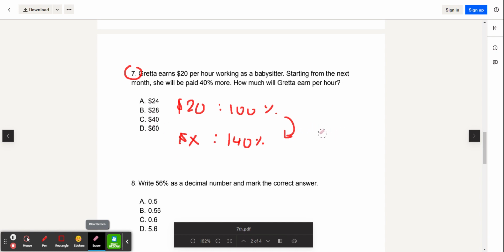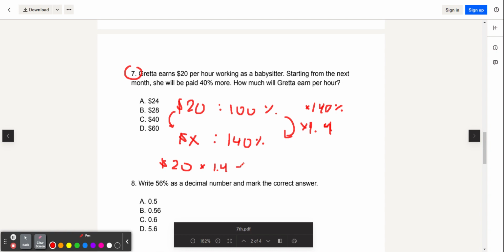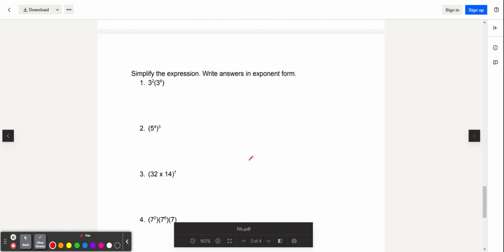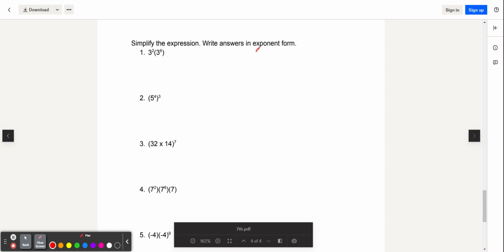we can multiply by 1.4 or 140%, because if you remember, these are the same. Then we do the same operation. $20 times 1.4 is equal to $28, which gives us D. Now let's check out this last page about simplifying expressions, writing the answers in exponent form.